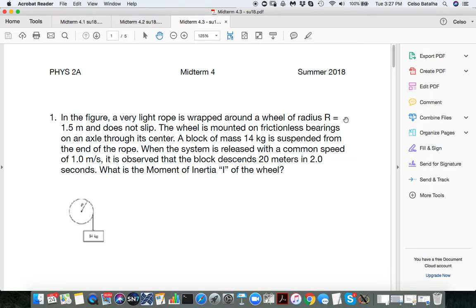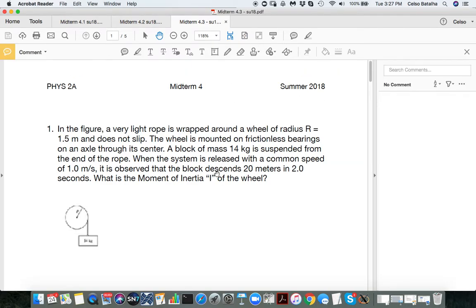So in this problem, we want to find the moment of inertia of the wheel. We could use Newton's law, find the torque, but with conservation of energy, as I mentioned in class, that's the easiest way. And how do you accomplish that?